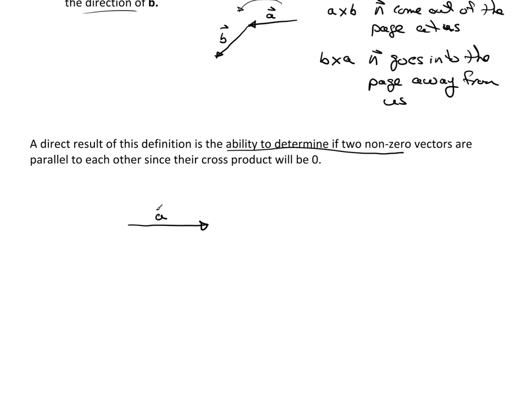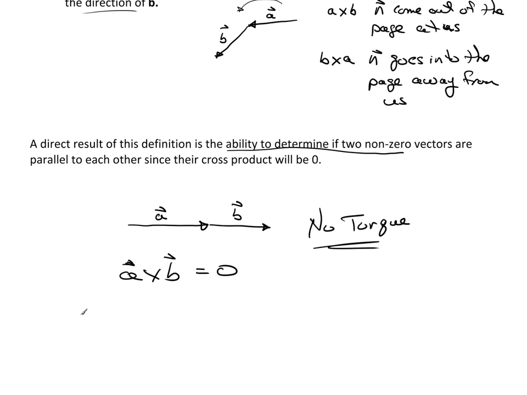So here's vector A. Here's vector B. Again, there's no torque if we think of it in terms of torque. So A cross B will always be 0. So if I have two vectors and I check their cross product and I end up with a cross product of 0, that tells me that those two vectors are in fact parallel.